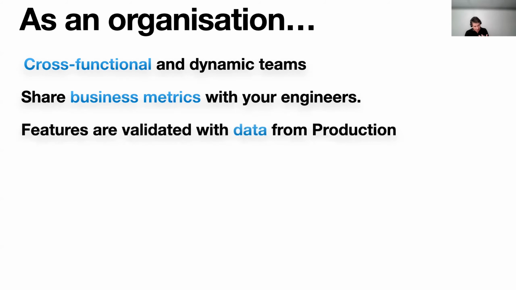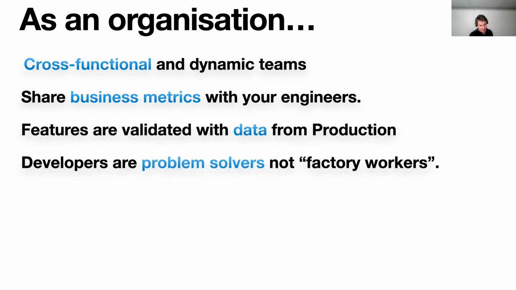Another thing, which I mentioned a little bit before, is that features should be validated with data from production. You want to deploy as fast as possible to production to validate that the features are working and that they are being used by your users. And also, I think the next one, developers are problem solvers, not factory workers. This is perhaps the most difficult one to implement.